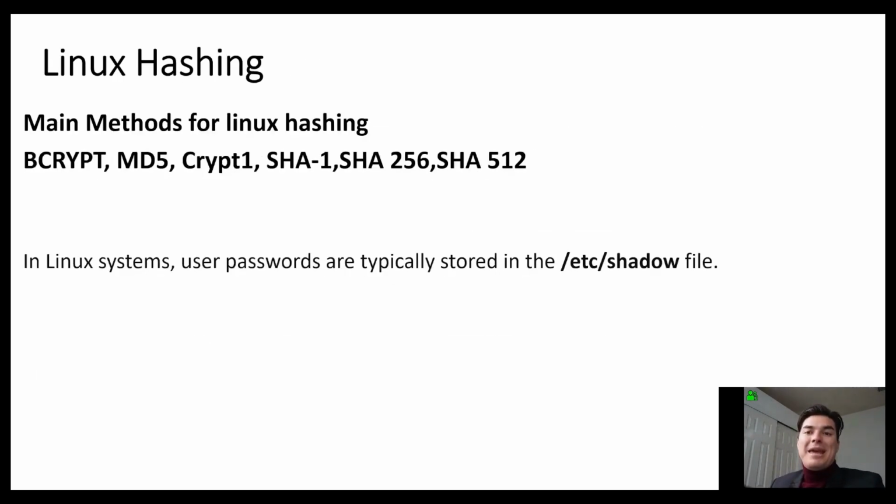Now, Linux hashing. The main methods would be bcrypt, that's salting and hashing, MD5, crypt, SHA-1, SHA-256, and SHA-512. So Linux hashing covers bcrypt and all the SHA types. Typically, all the passwords are stored in the /etc/shadow file. In the 1980s, it was /etc/passwd.